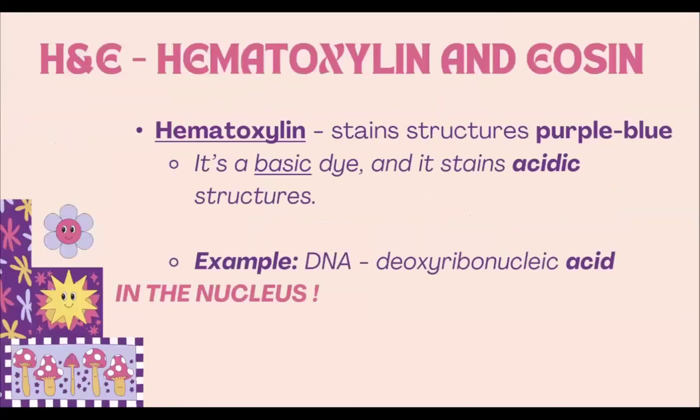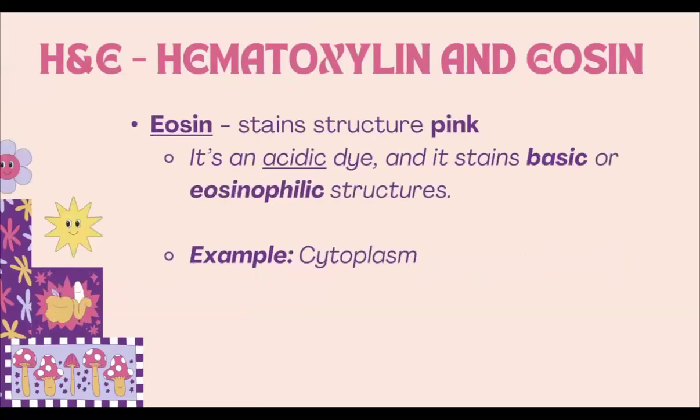So there's two parts to this dye. Hematoxylin is a basic dye, and so what it does is it attracts anything that's acidic. So say you put this dye, it's going to stain the DNA, which is deoxyribonucleic acid. So you're going to see the color of hematoxylin in the nucleus, and the color of hematoxylin is purple-blue.